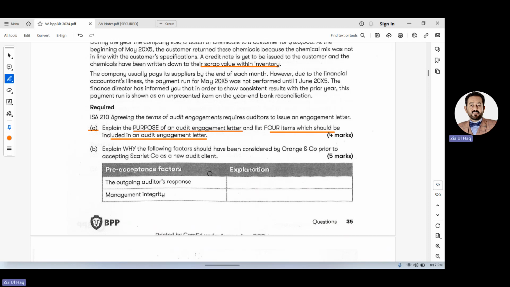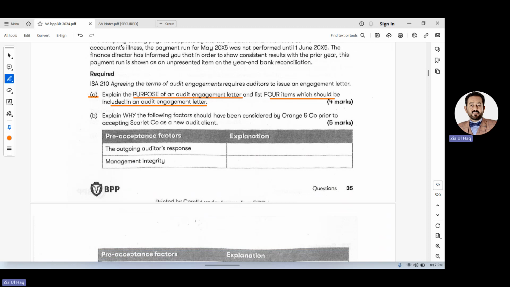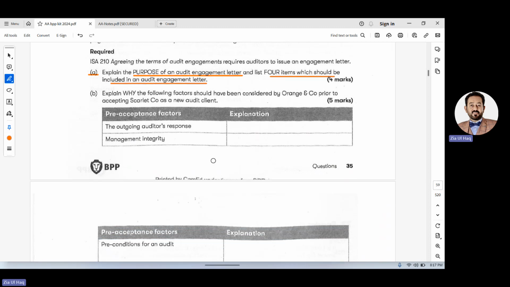So explain why the following factors should have been considered by Orange and Company prior to accepting Scarlett Companies as a new audit client. I mean, why before accepting the audit should we look for these factors. The outgoing auditor's response, meaning professional clearance. Why should we obtain professional clearance? We need to write down the purpose.